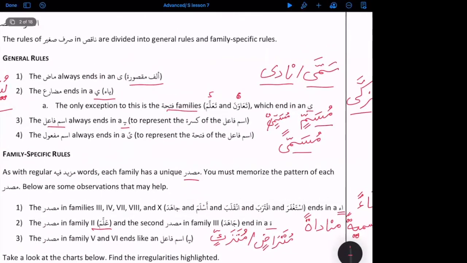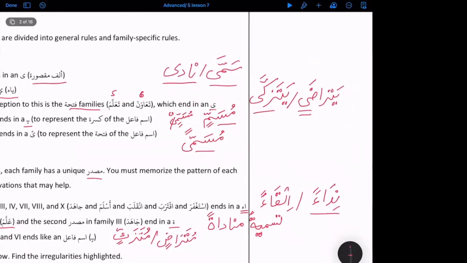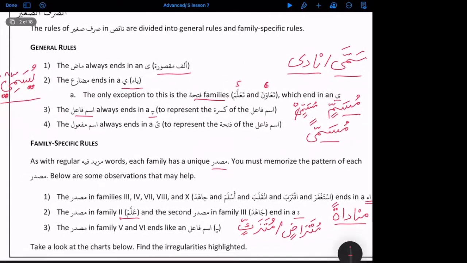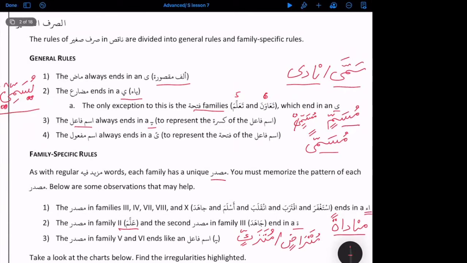Then we have the masdar in family 2, Allama family, and the second masdar in family 3, Jahada, it will end on ta marbuta. So we will see that from samma yusammi, it becomes tasmiyatan. And jahada yujahidu, from nada yunadi, it will become munadatan. So they are ending on ta marbuta. And the masdar in family 5 and 6 ends on kasratain. So ism fa'il will be mutaradin or mutazakkin.